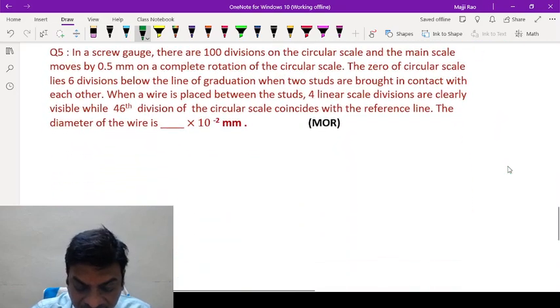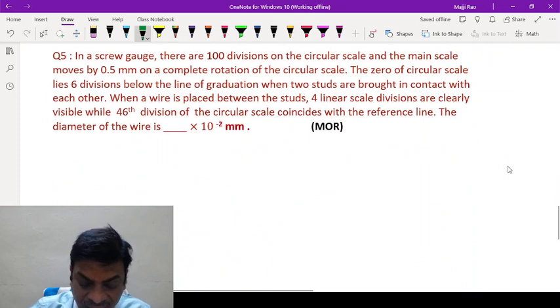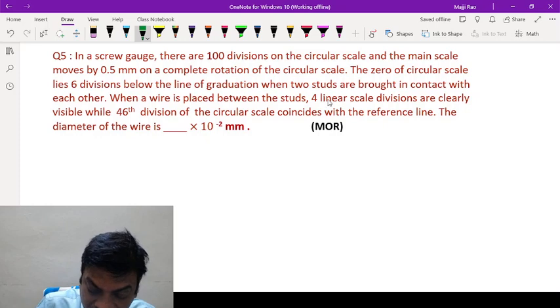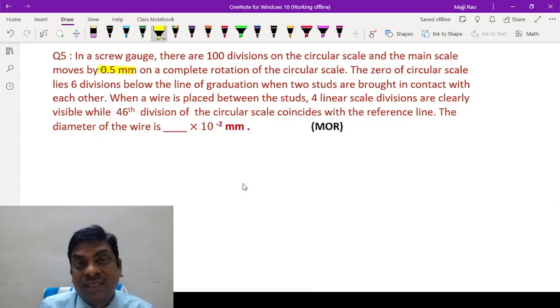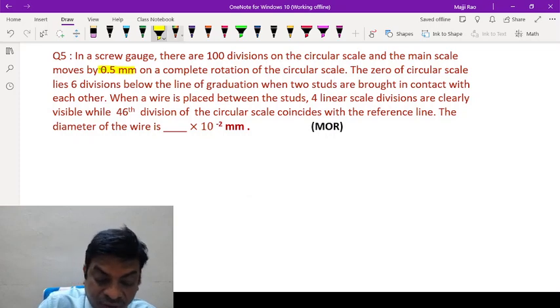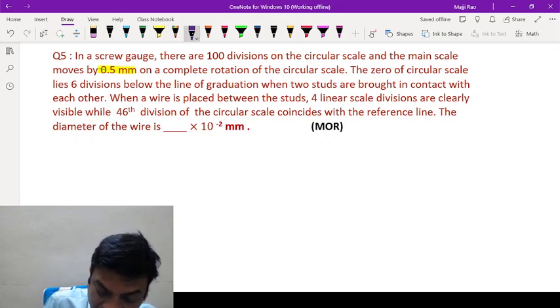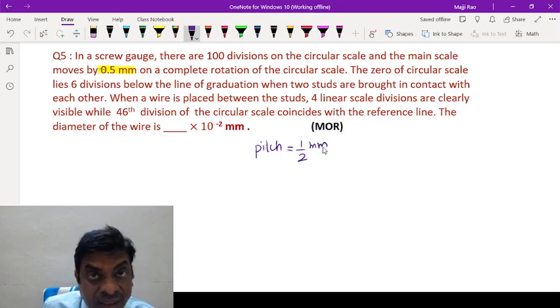In a screw gauge, there are 100 divisions on the circular scale and the main scale moves by 0.5 mm on a complete rotation of the circular scale. If the main scale moves by this much distance, 0.5 mm for one complete rotation of the circular scale, then that distance is known as the pitch of the screw gauge. So let me write, the pitch of the screw gauge is half mm. 0.5, I am writing it as half.